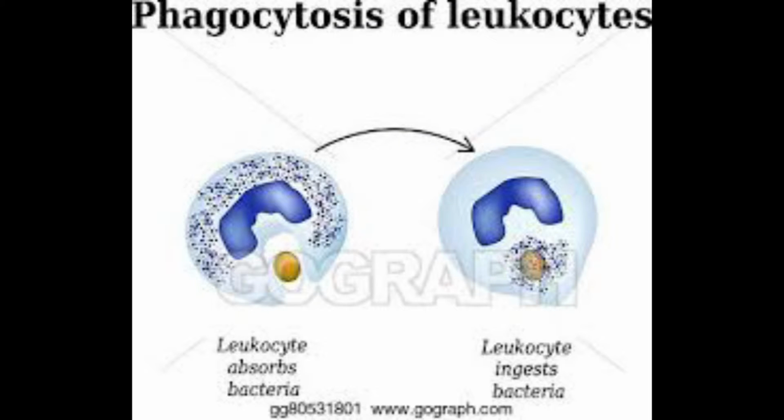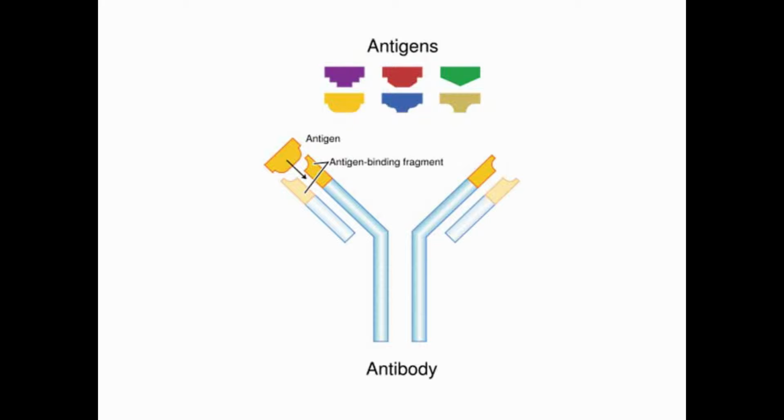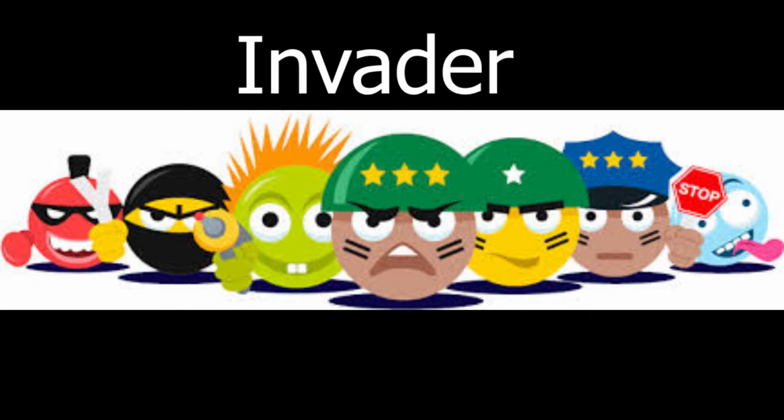Inside the body, there are leukocytes, also known as WBCs, which find and destroy microbes through the method of phagocytosis. Microbes that come in have antigens that set them apart from the rest, which lets the WBCs know that this is an invader.